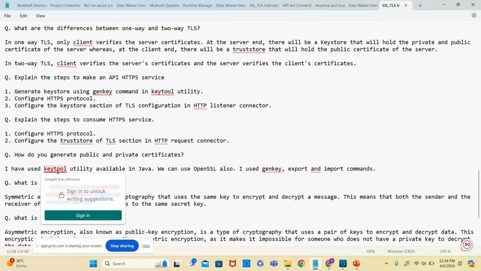No need to remember the commands and all. You can tell I don't remember. I'll refer to it on the internet and then do it. Okay. Is that clear?